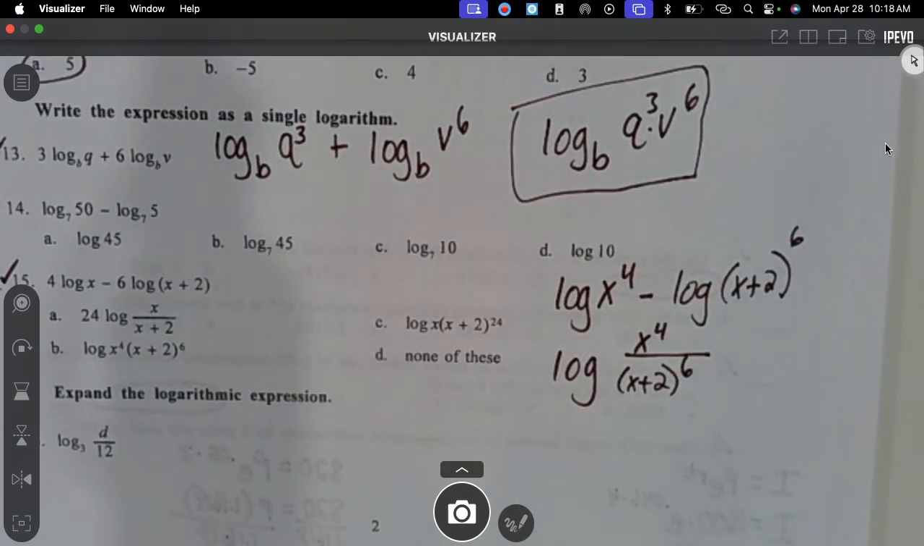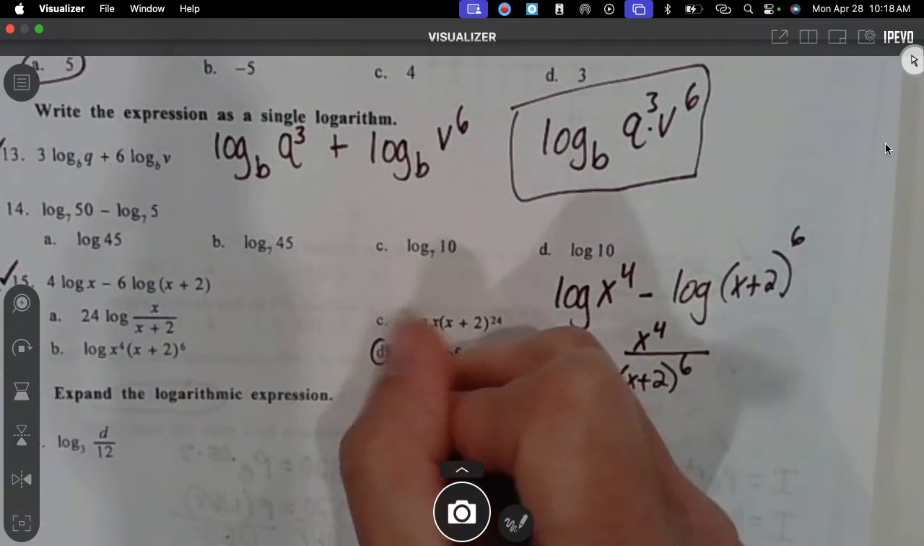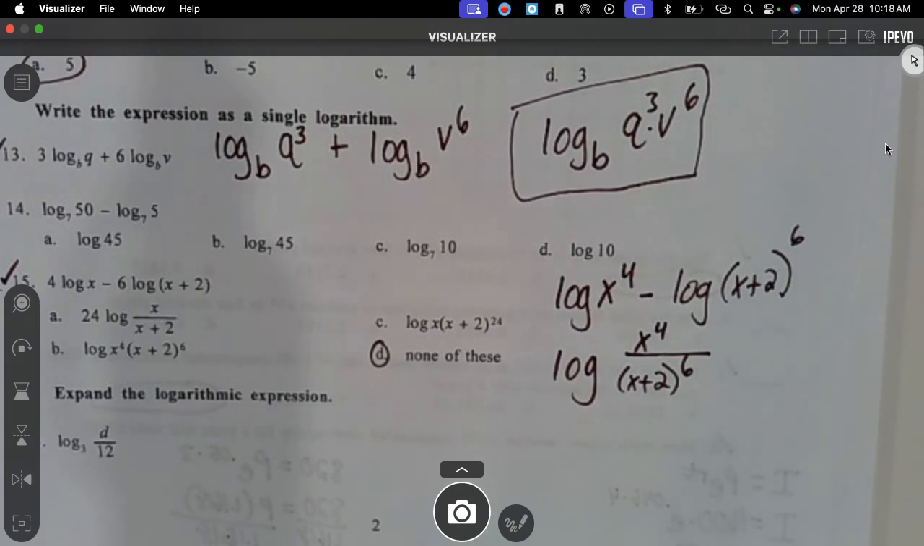Where's my answer? It's none of these. It's never none of these until now. Is it gonna be none of these on the test? There's a chance. We're expected to know how to do it. They have to find it on paper.